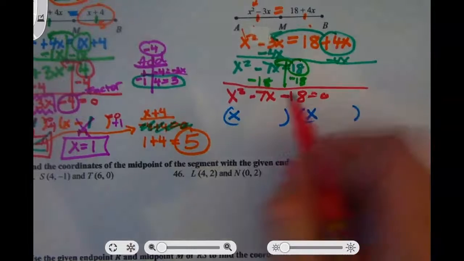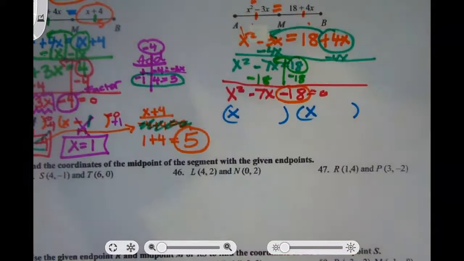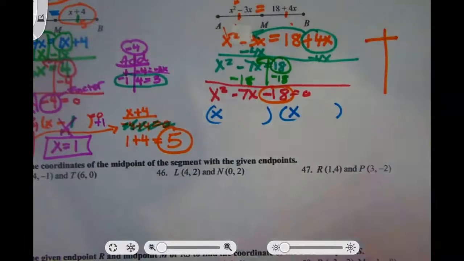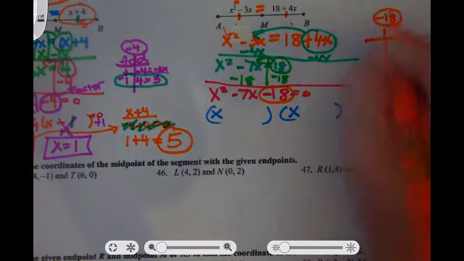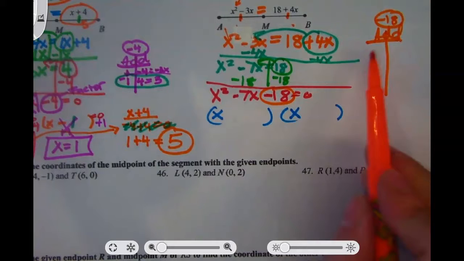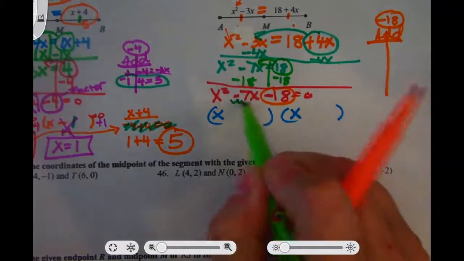So we're going to go through it, and we're just going to factor this negative 18. Remember, we're going to list all the factors of negative 18. So over here, I'm dealing with negative 18. And then when I add them together, the 2 factors, it's got to equal negative 7.